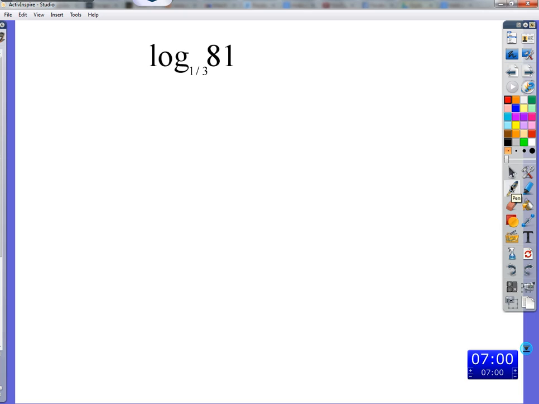Log base 1/3 of 81, we're looking for what that is. It is a single number, okay? And how can we think about this to help us figure out what's raised to something, and we wanted to get one.